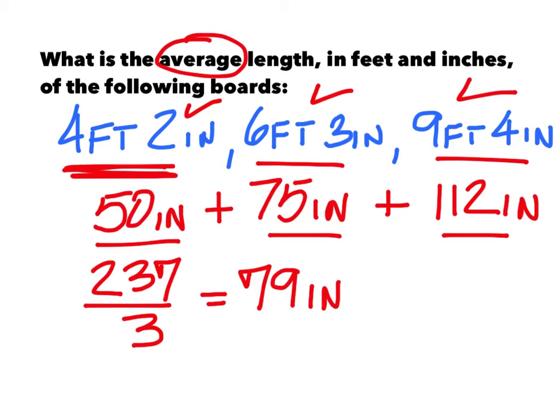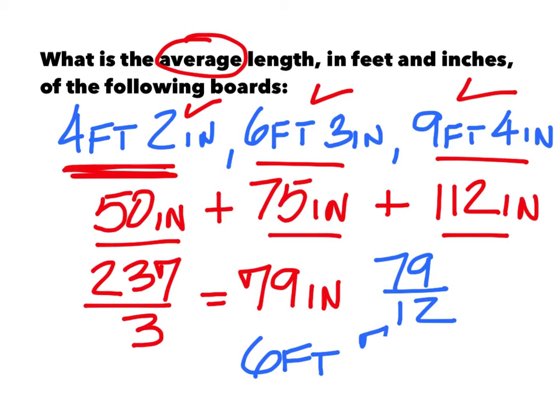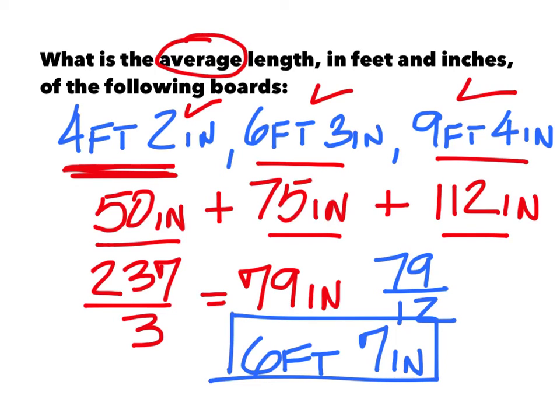So divide 79 by 12. 12 goes into 79 6 times, which is 72. And what's the difference between 72 and 79? 7, yeah. So your answer is 6 feet 7 inches. Yes?